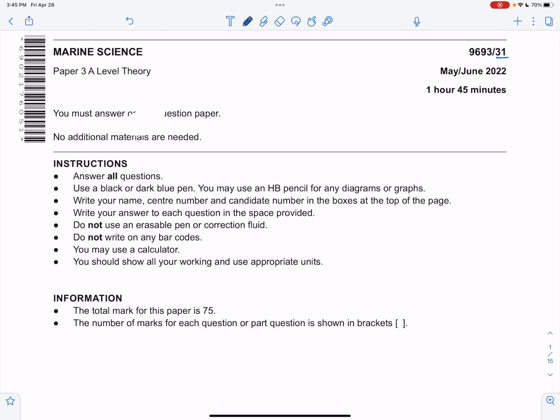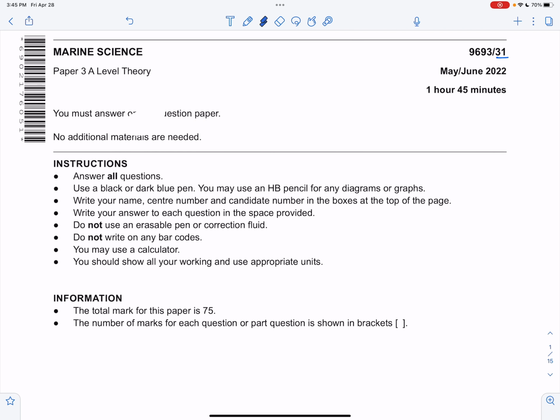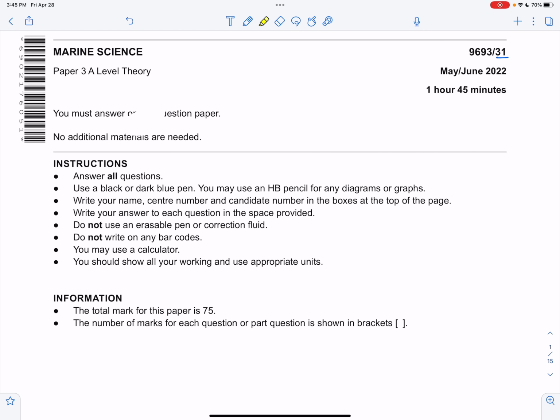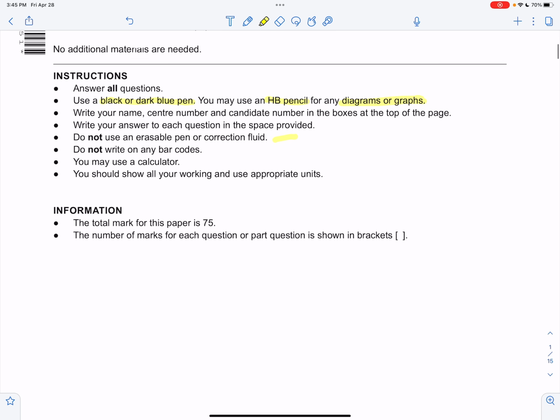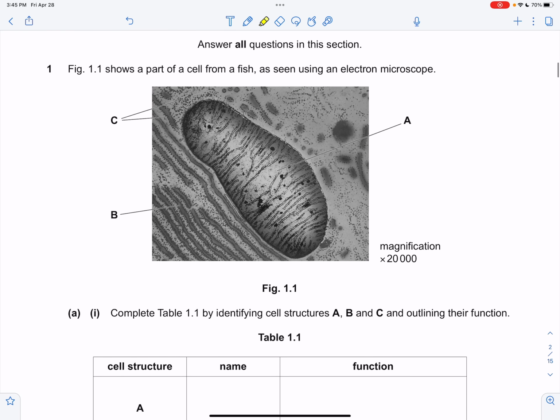All right, just a quick reminder from things that are on the front. I'm going to use a black or dark blue ballpoint pen, and then a pencil for any diagrams or any graphs, and those will be primarily on paper 4. No whiteout. Use a calculator, show your work, and show all appropriate units when it's applicable.